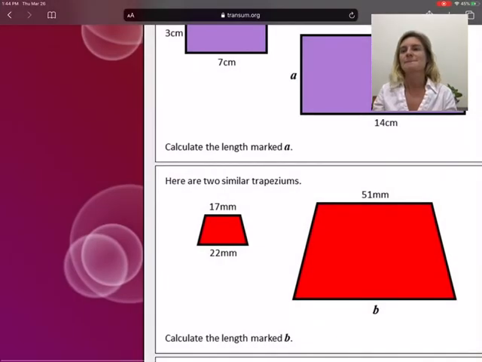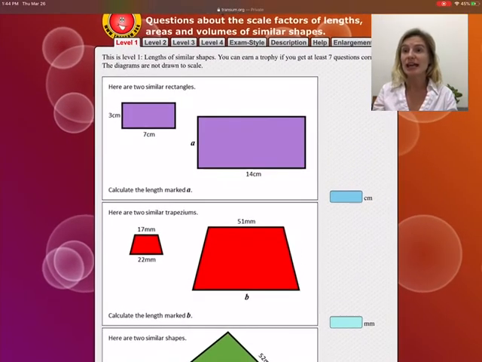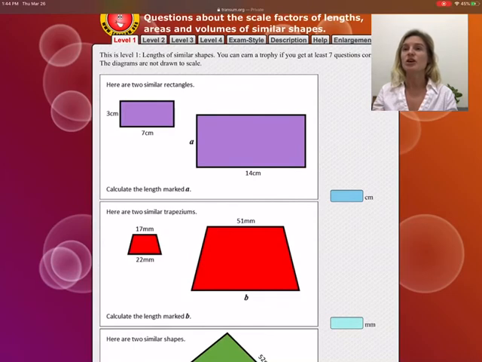So let's have a look at the work you've got to do today. Here we have got 2 similar rectangles. You can see 2 purple rectangles there. And we've got to use those number clues to try to help us. So let's compare the similar side, the same side. So we've got 7 centimetres on the bottom and 14 centimetres for the bigger one.